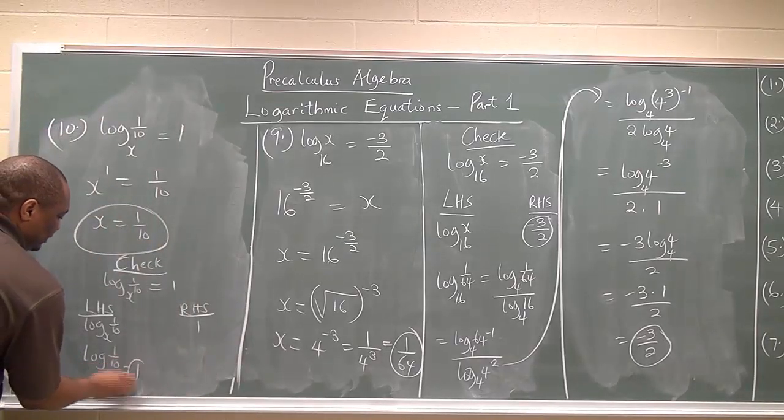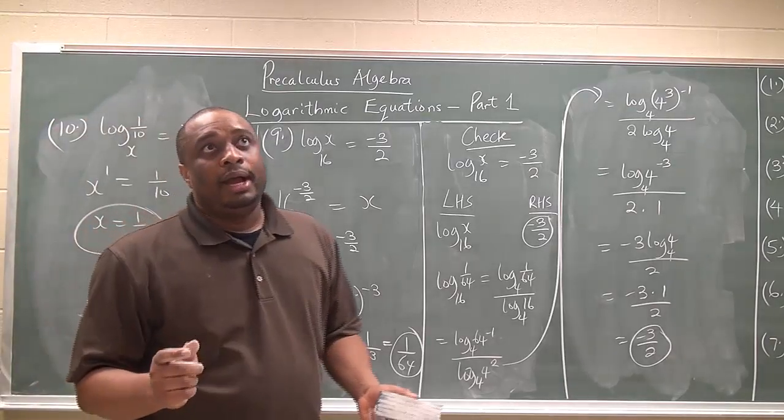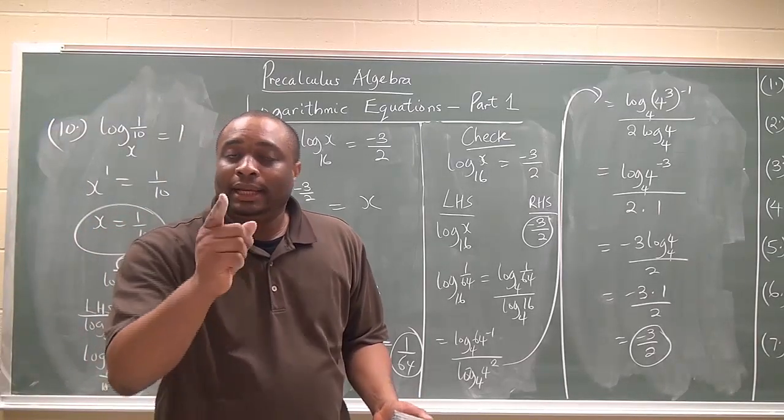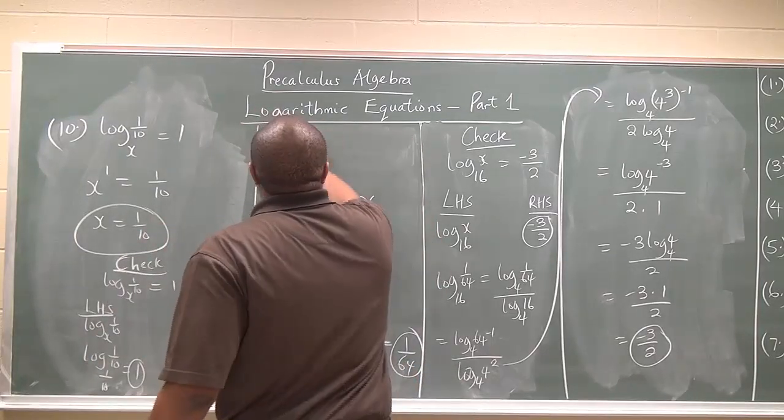Log 5 base 5 is 1. So 1 equals 1. Okay, question 11.